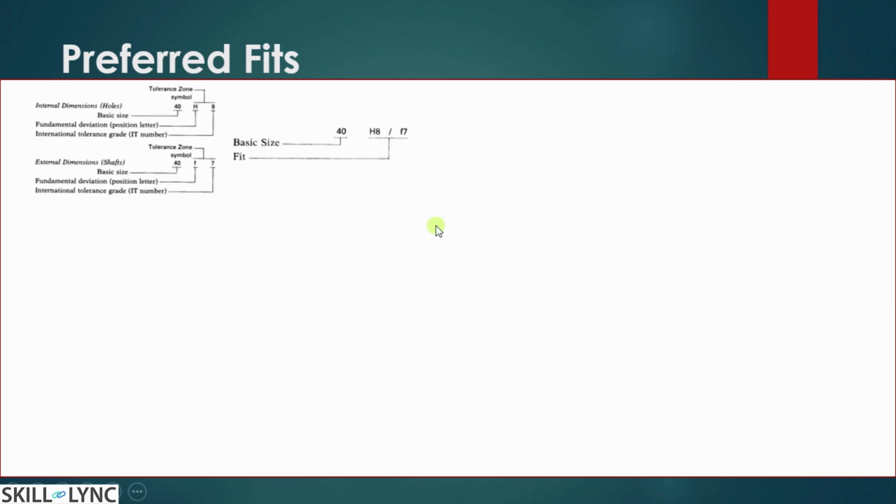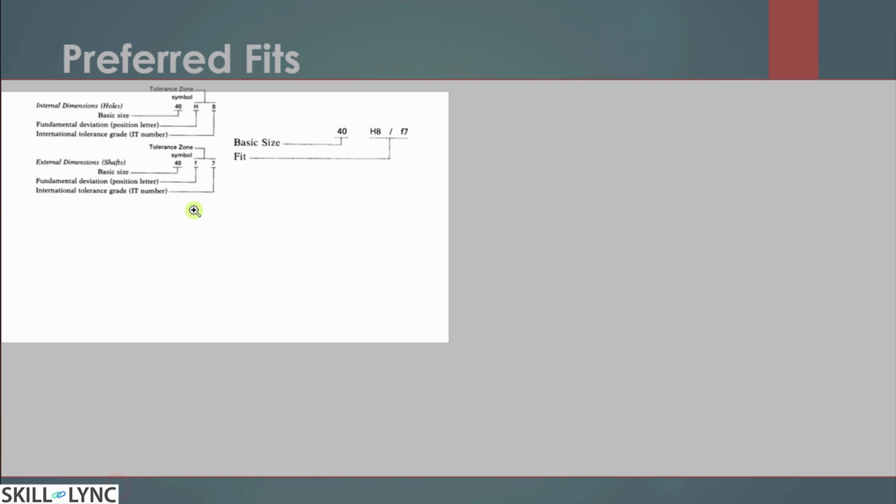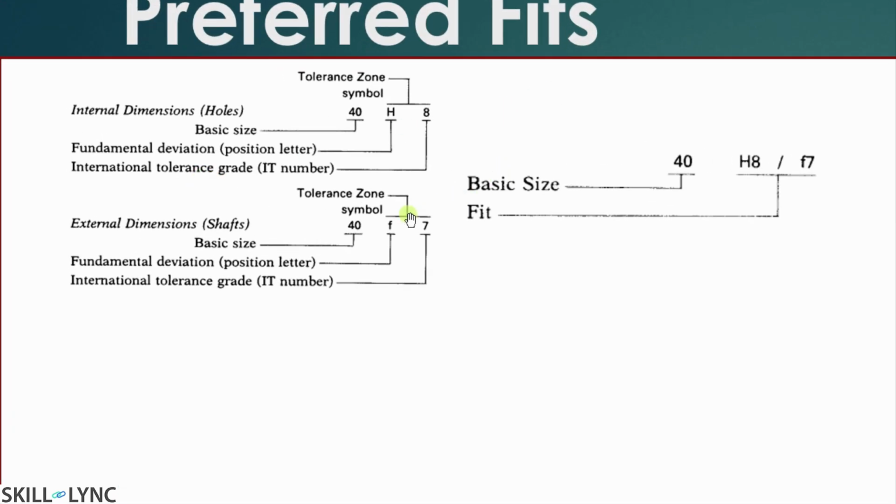So how do you represent the fits and where to use which fit? Let's look into them one by one. So typically this is how you define the fit. You go for two different types of basis system, that is the hole or the shaft. For all internal dimensions, that is the holes, you have your basic size and then you define the tolerance zones based on it. That is, you define the clearances or the allowances of this by using two denotations.